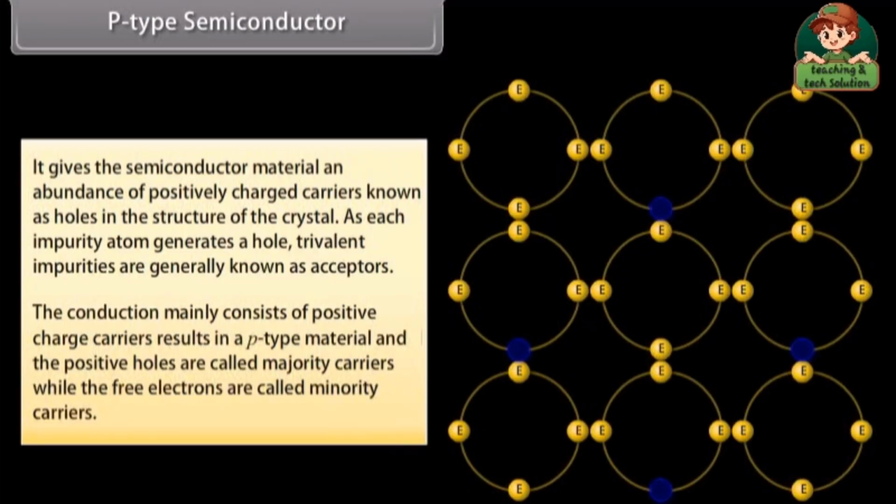The conduction mainly consists of positive charge carriers, resulting in a p-type material, and the positive holes are called majority carriers while the free electrons are called minority carriers.